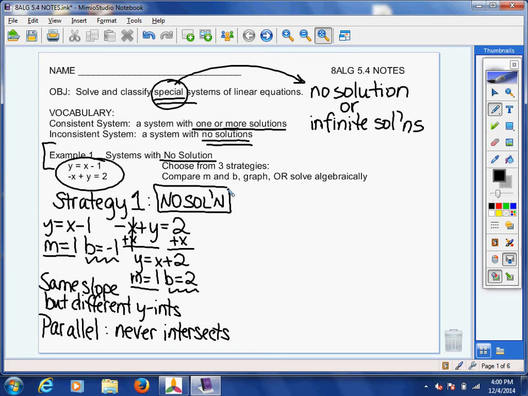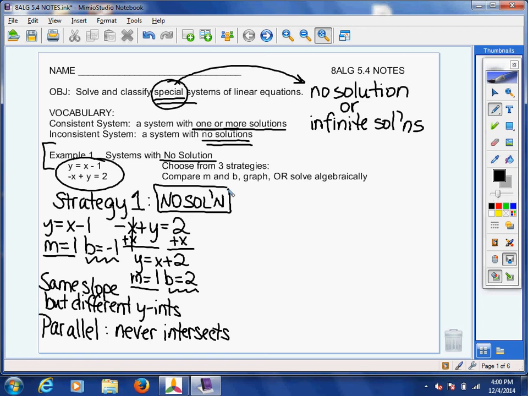Okay? So that's strategy 1. The important thing that we're trying to see is if they have the same slope but different y-intercepts, they are parallel lines. That means they never intersect, and since they don't intersect, that means there's no solution. Okay?